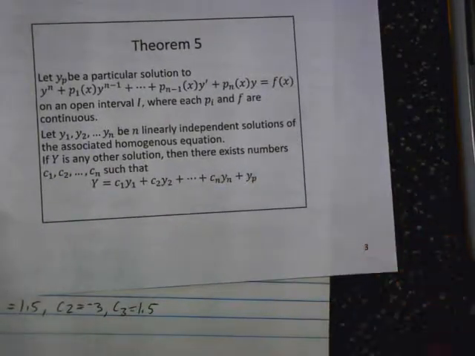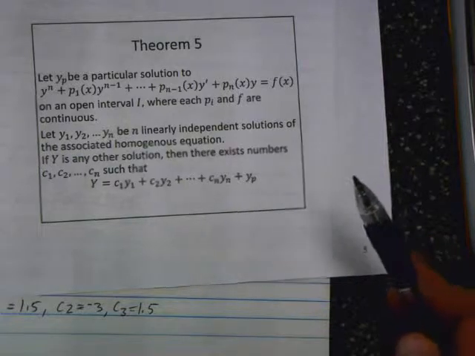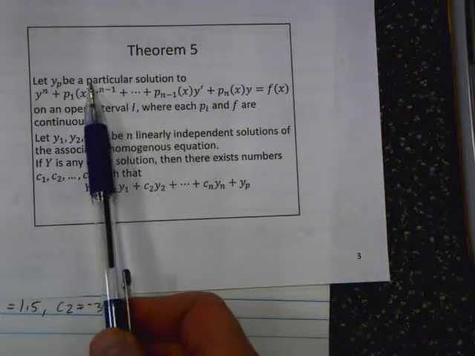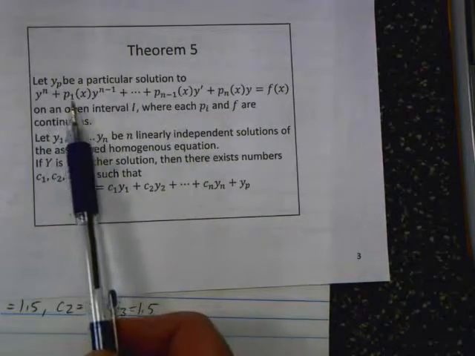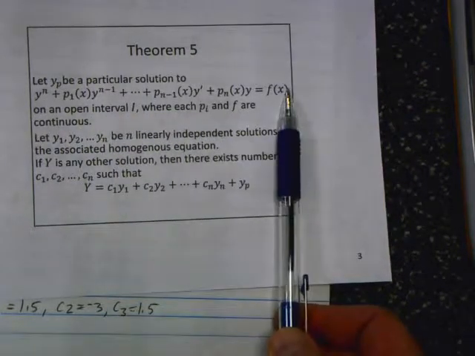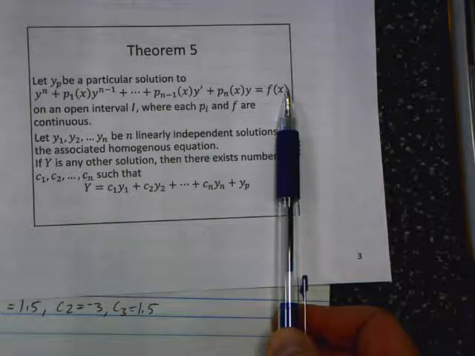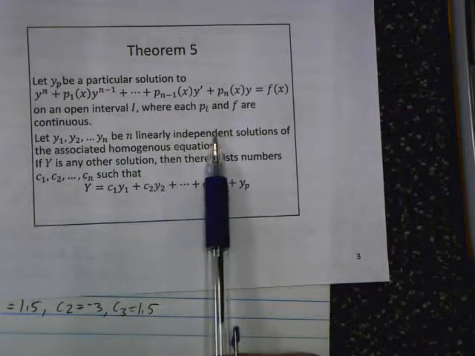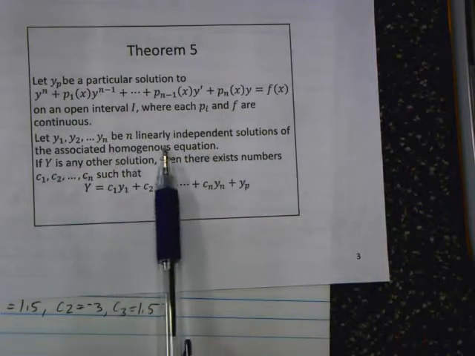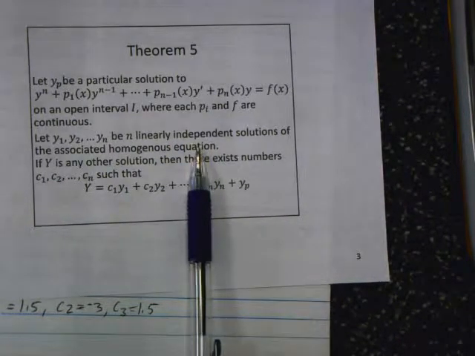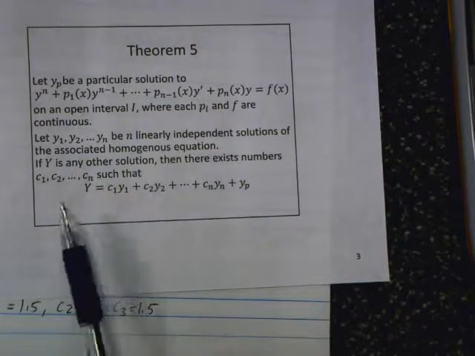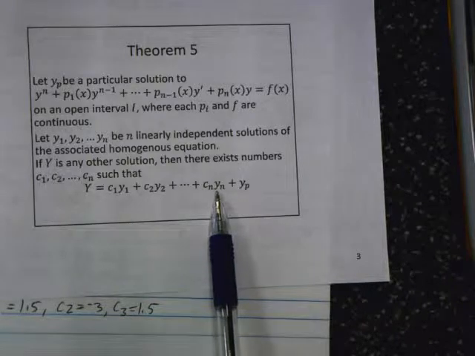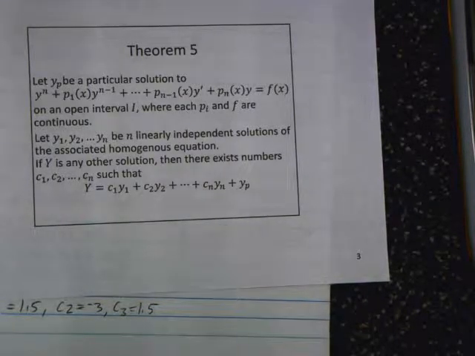And the theorem says, let y sub p be any solution, a particular solution, to the non-homogeneous equation. If y1, y2, yn are linearly independent solutions of the associated homogeneous equation, then any other solution at all can be written as the solution of the homogeneous equation plus the particular solution.